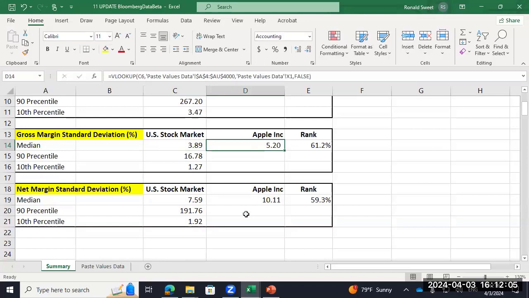All right, so Apple's 5.2 on their net margin, they're more volatile. So you could say, hey, they must have more operating leverage than the typical firm. So we need to add a little bit more to their beta to account for that.